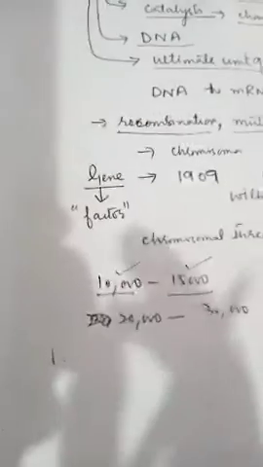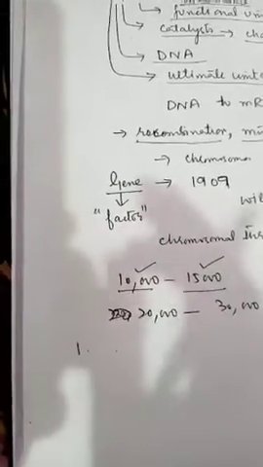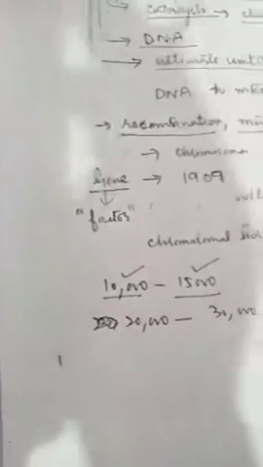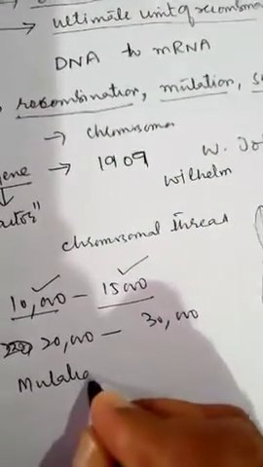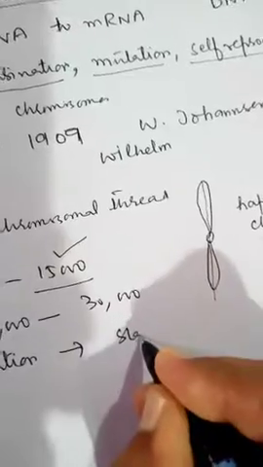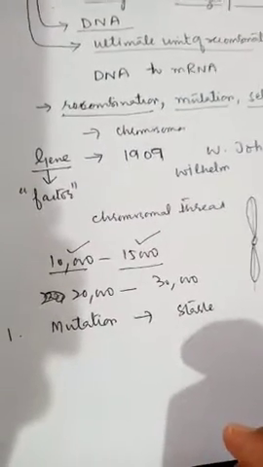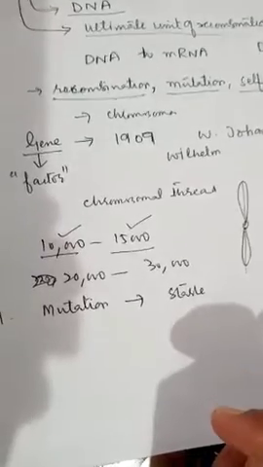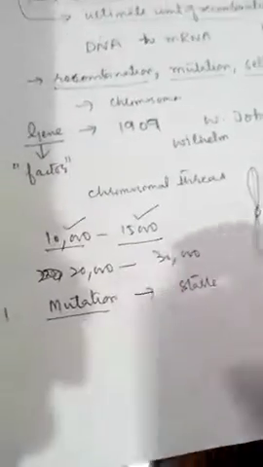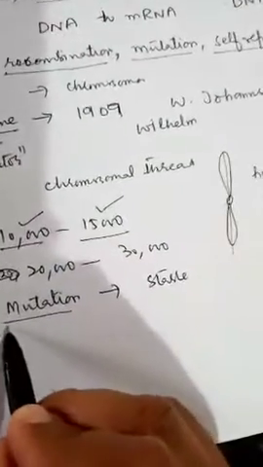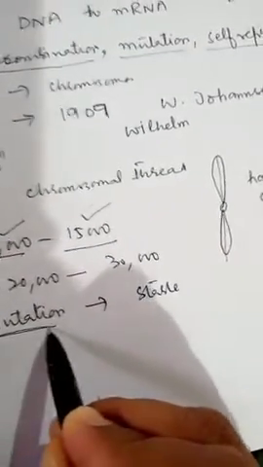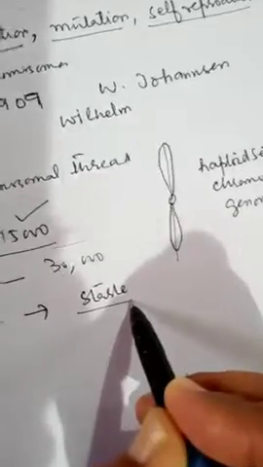First one, this gene should be able to undergo mutation, and those mutations must be stable. There are some mutations which are very much harmful भी है हमारे लिए, but this genetic material needs some prerequisite characteristics, that first it must undergo mutation, but that mutation must be stable.